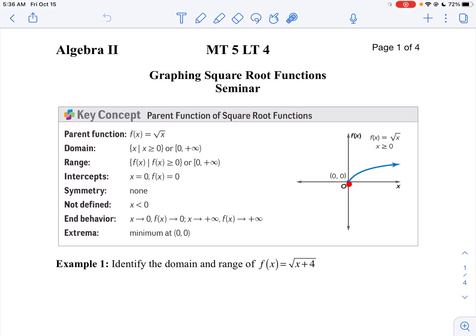And the end behavior: as x approaches positive infinity, f of x approaches positive infinity. And as x approaches 0, f of x is going to be at 0. Your minimum is going to be at 0.